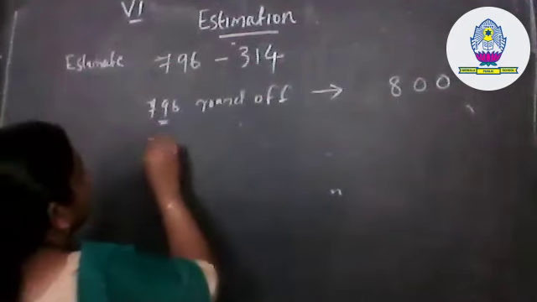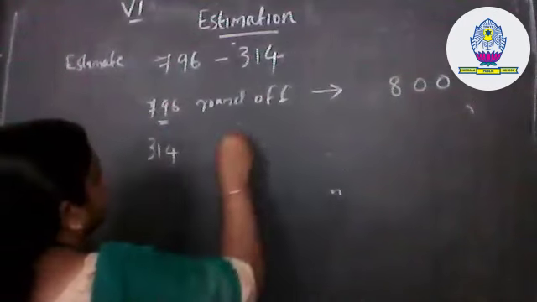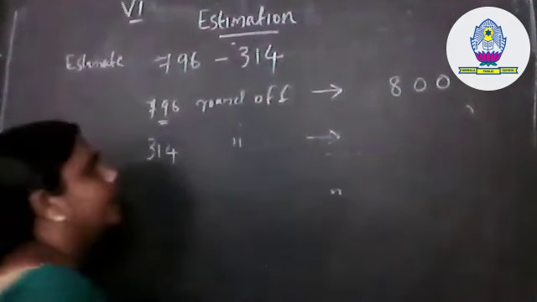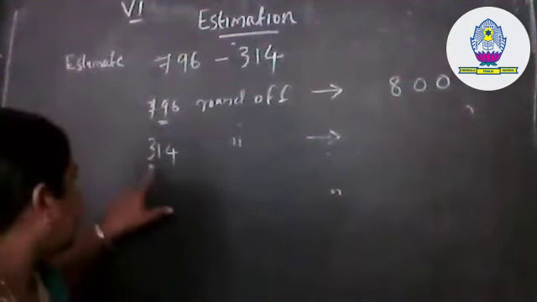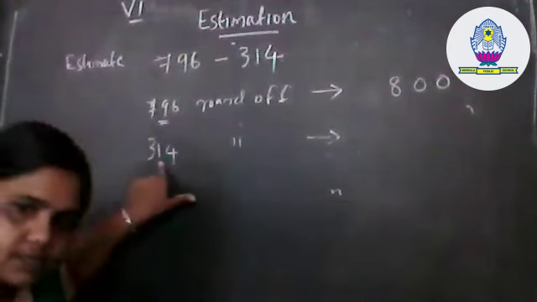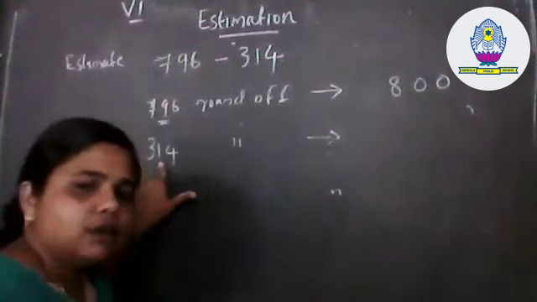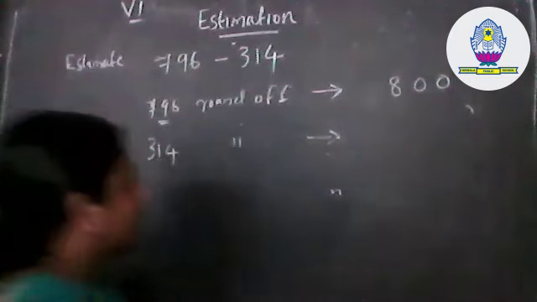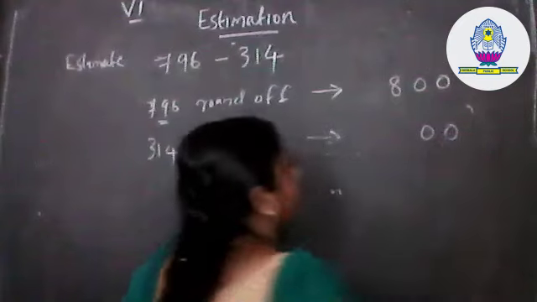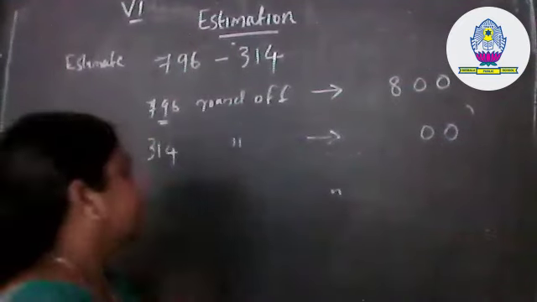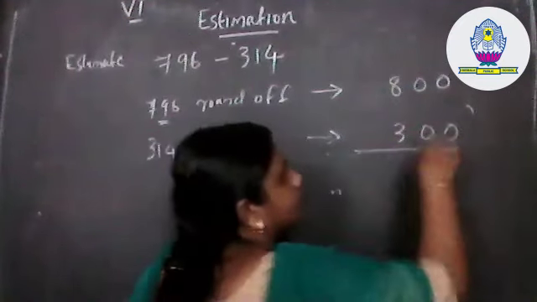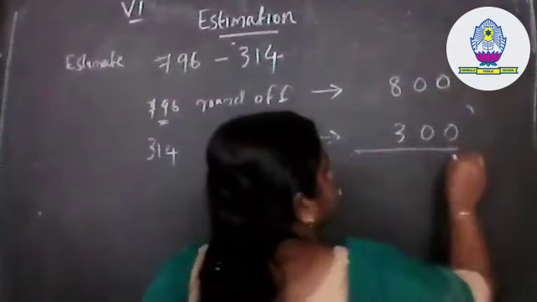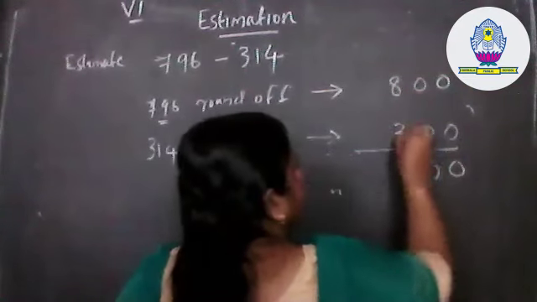The next one, 314, round off. Here we take the digit in the tens place. The digit in the tens place is 1, which is less than 5. So the last 2 digits become 0 and the digit in the hundreds place is 3. Then subtract these two numbers: 0, again 0, 8 minus 3, 5.